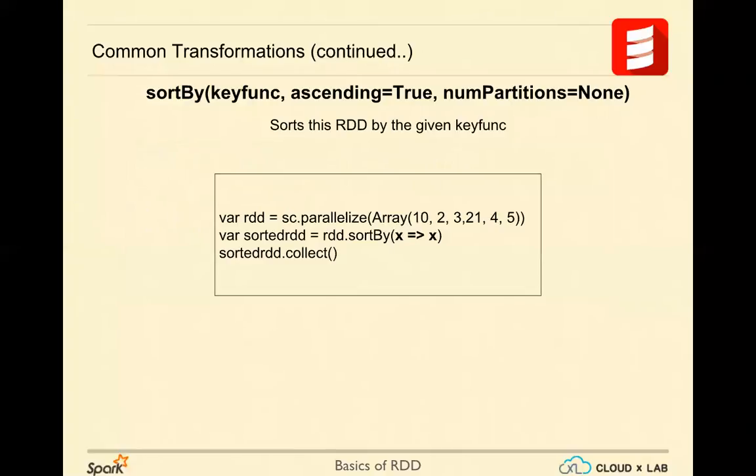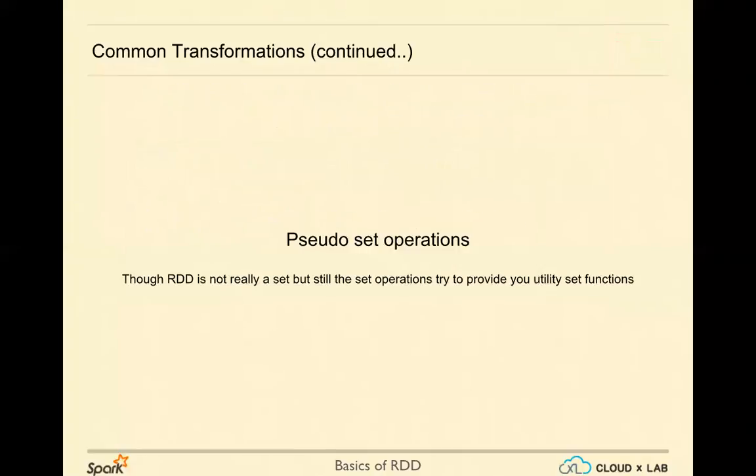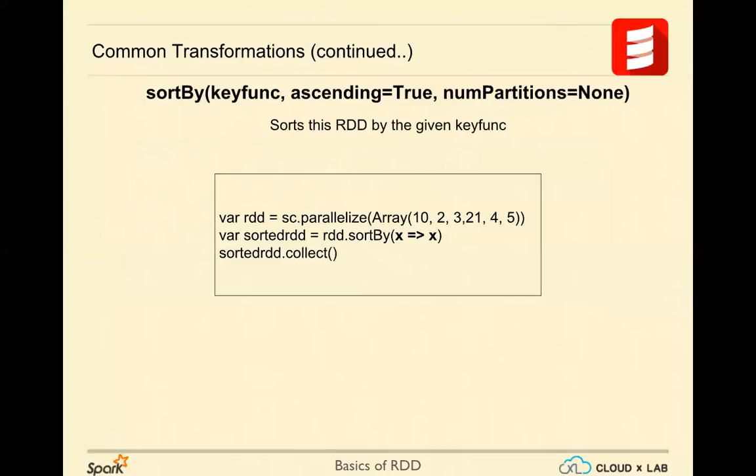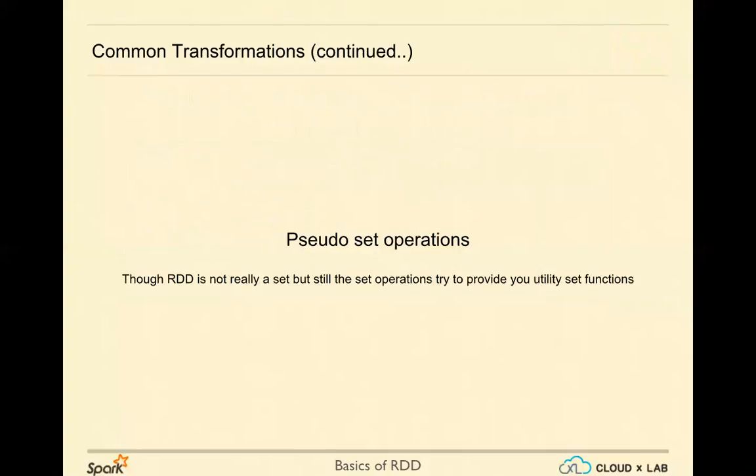Now, we have already done this part. Other than these basic functions, there are some set-like operations also provided by RDD, such as join and union and so on, though RDD is not really a set.